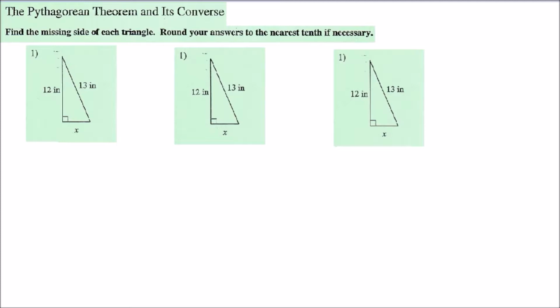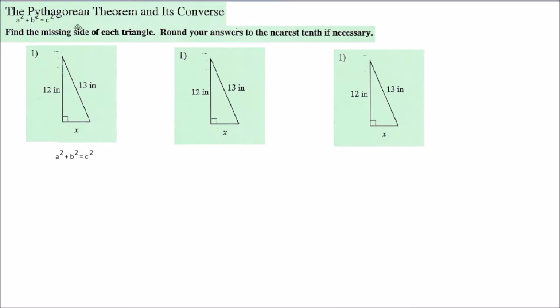If you see, I have it up on the screen 3 times, and there's a reason for that, because I'm going to show you 3 different ways you could set this up. So we're going to start with probably the traditional first method that most people use, and that is using the formula. Remember, I want you to start with the formula here. Formula for the Pythagorean theorem is a squared plus b squared equals c squared.